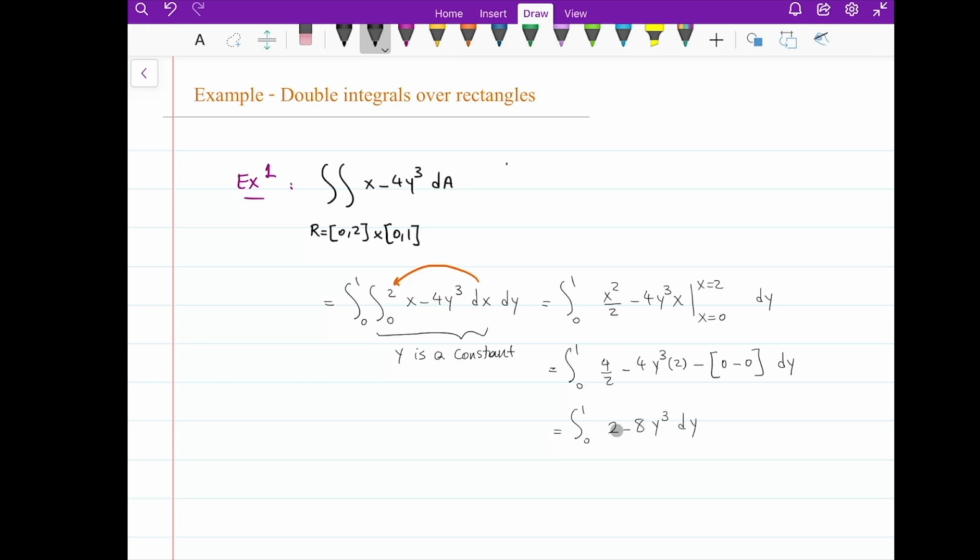So you see that the answer for the inner integral, since y is a constant, would be a function of y. Okay, and now I'm taking the integral of that with respect to just y. So it's just a simple single integral. It would be 8 over 4 y to the fourth, y from 0 to y equals 1. Plug in 1, I get 2 minus 2, minus plug in 0, I get 0. So the answer for this integral is 0.